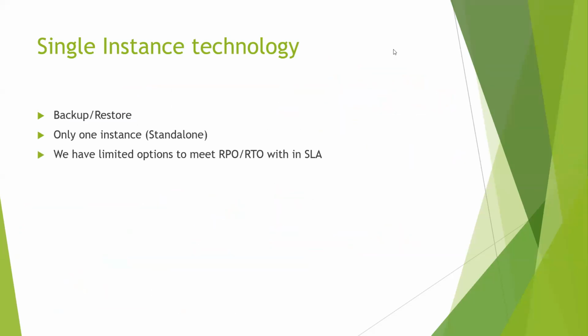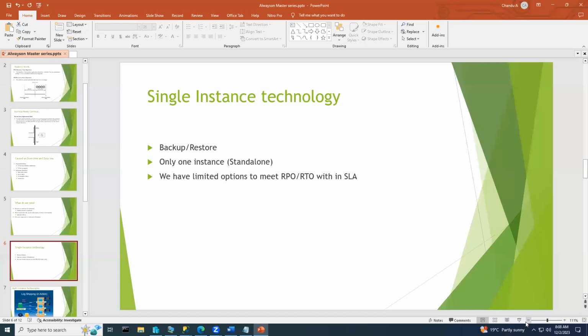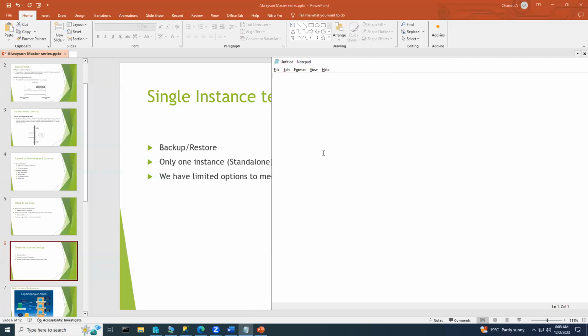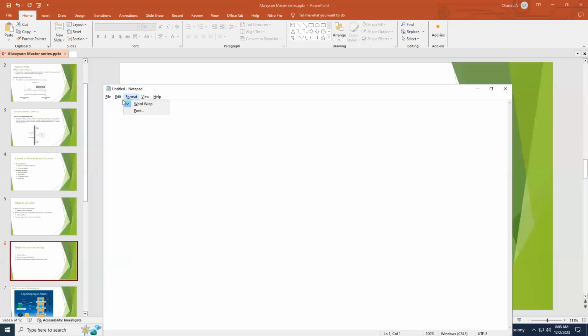This way, you are not meeting your SLA. We have limited options to meet the recovery point because we have to restore from the backups, so you will not be able to meet the SLA on time. This is the drawback. To avoid that, we have something called high availability concepts. Let's understand what high availability concepts we have.